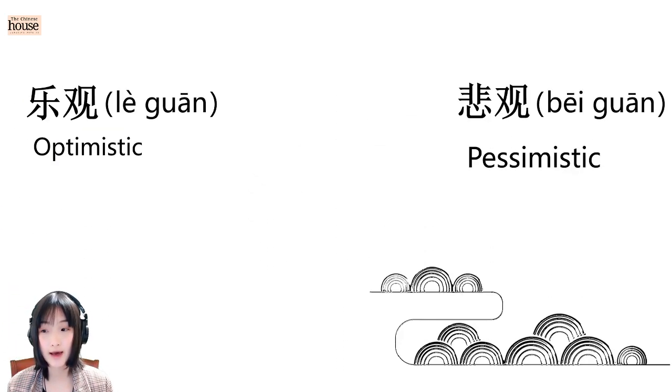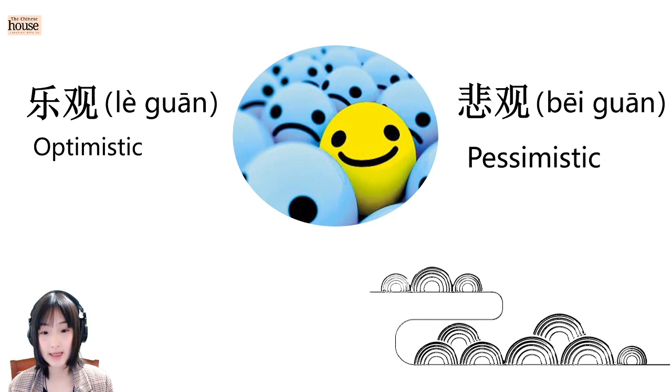And then we have optimistic and pessimistic. First, optimistic 乐观. 乐 first tone, which means happy, and 观 flat tone, which means like your view. So you hold a happy view, means that you're optimistic. 乐观.